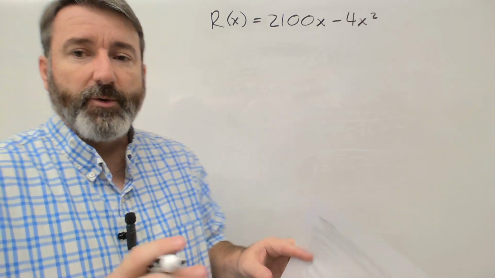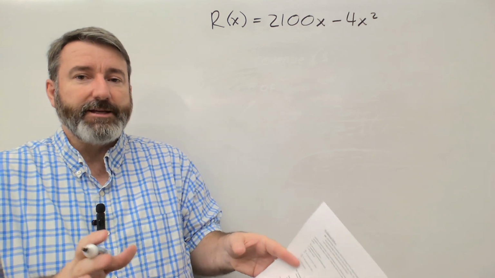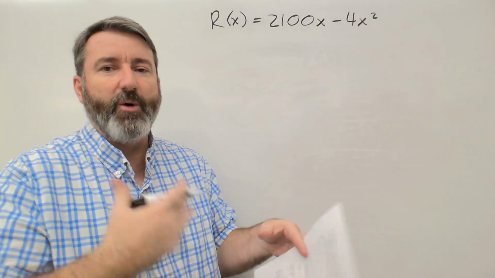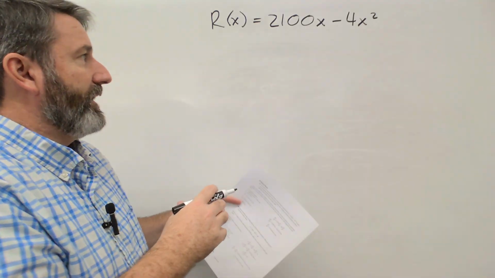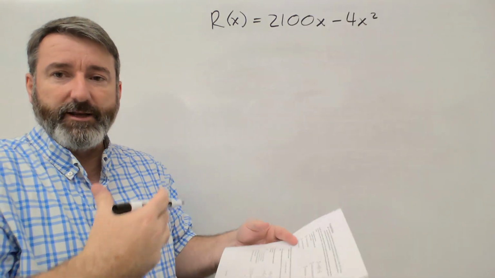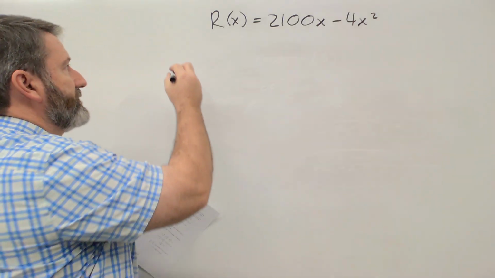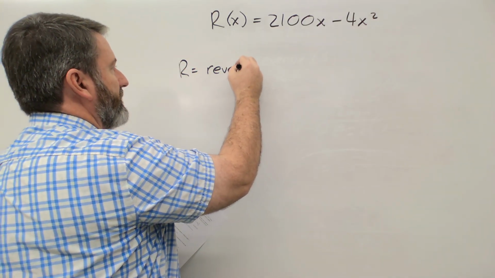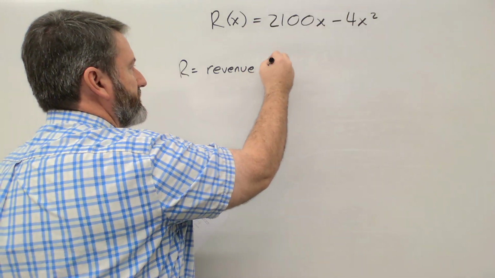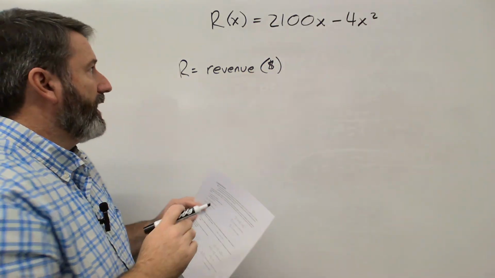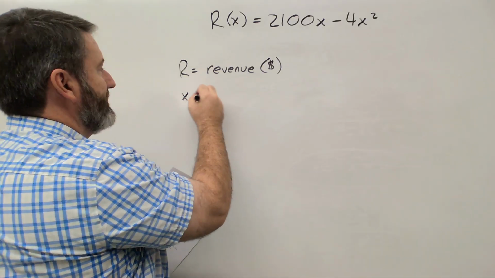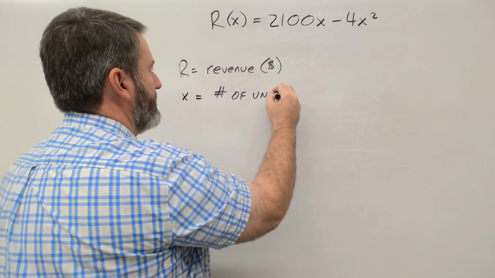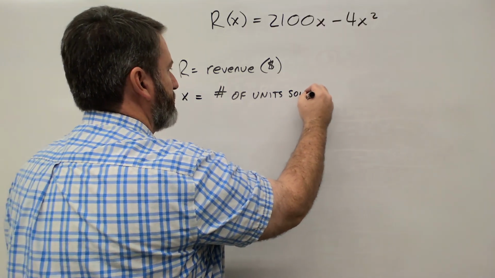All right, so for a problem like this, I like to start off by defining my variables, making sure I know what I know, and writing out explicitly what each of these variables mean. So I know that R is revenue in dollars. I know that x is the number of smartwatches, so the number of units sold.